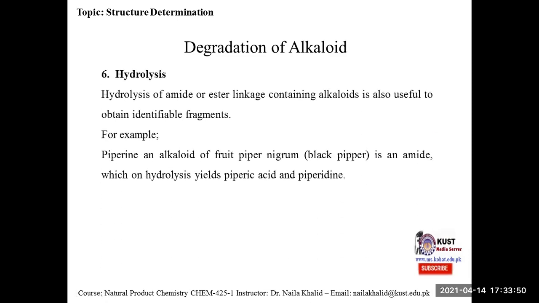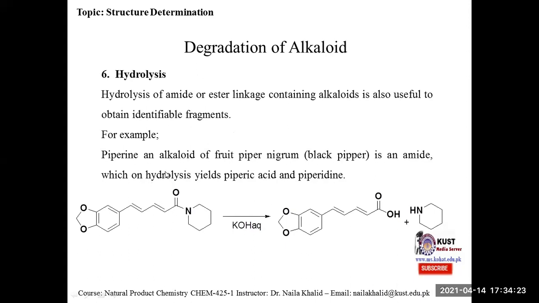The next method of degradation is hydrolysis. If your alkaloid contains an amide or ester linkage, then it is a very useful method. You can degrade that alkaloid by hydrolysis. Hydrolysis of the amide or ester takes place and it gives you identifiable products. An example is piperine, which is an alkaloid of the fruit Piper nigrum, black pepper. It is an amide. Upon hydrolysis, it gives you piperidine and piperic acid.